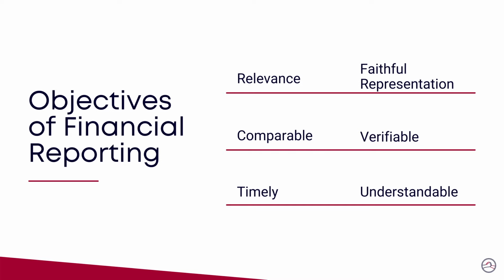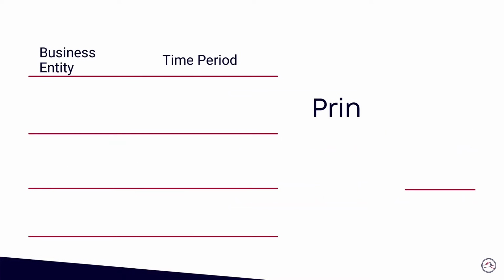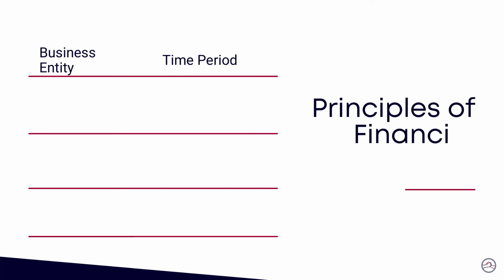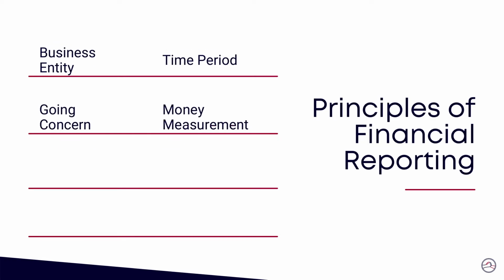In addition to qualitative characteristics, here are some key principles in financial reporting. Business entity means the owner is separate from the business. Time period. Prepare financials at regular intervals. Going concern. A business will continue for the foreseeable future. Money measurement. Recognize transactions that can be measured in monetary terms.